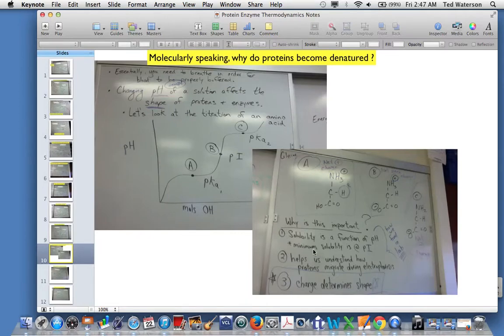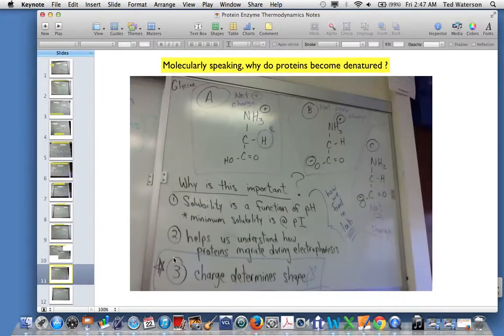That really is what affects those side group interactions, the coiling, the alpha helices, the beta pleated sheets. All of that is determined by these charges and those side group interactions. So if you change the charge on the side groups, you change those interactions, you change the shape, you denature the enzyme. Okay, there's another picture to see it.